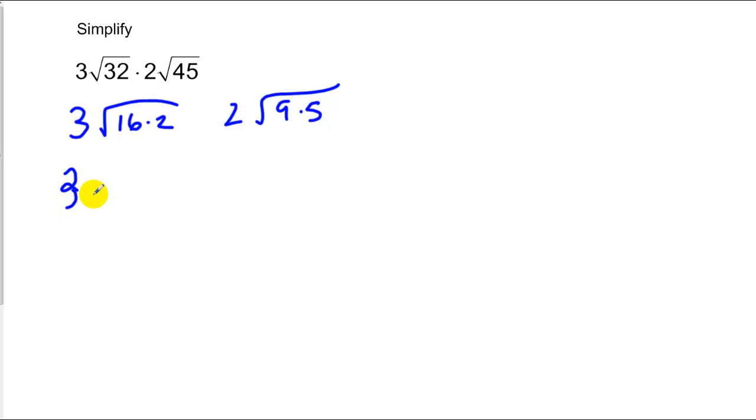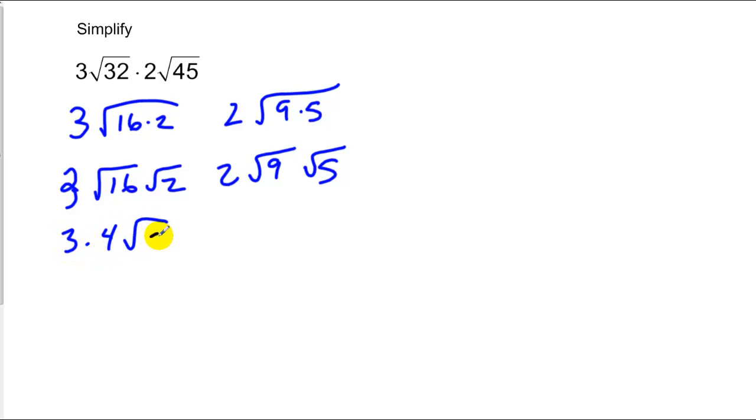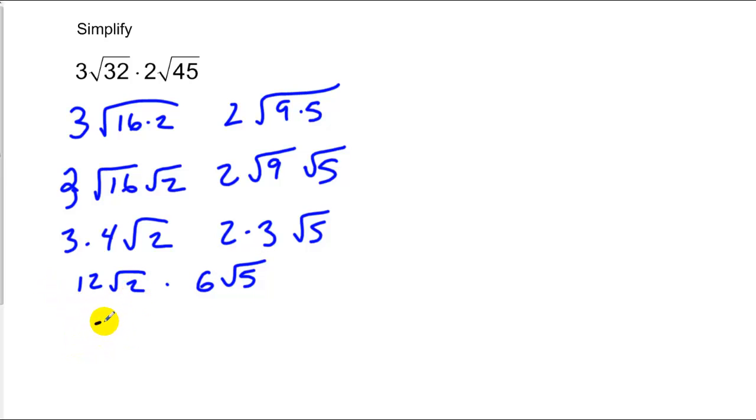That's 3 root 16 root 2 and 2 root 9 root 5. This goes to 3 times 4 root 2, 2 times 3 root 5. This is 12 root 2 multiplied by 6 root 5. I get to multiply the coefficients together. 12 times 6 is 72, and multiply the radicals together, giving me root 10. And that's my solution. Again, you could multiply the 32 and the 45 together, but then you're getting a ridiculously large number of which you have to find perfect square factors for.